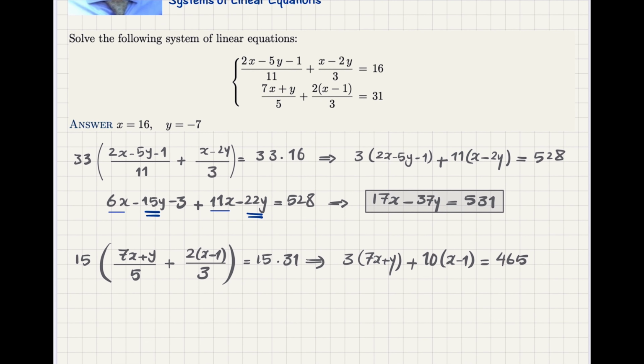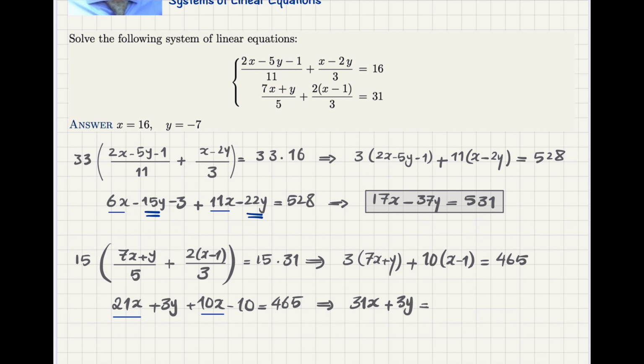And then I will simplify the left hand side, so I multiply, it becomes 21x plus 3y, and then I will have 10x, and then I have minus 10 is equal to 465. So you see here, this term and that term are similar. These are the only similar ones, so it becomes 31x, and then I will have plus 3y, and I move minus 10 to the right, it becomes positive 10, so it becomes 475. So that would be my second equation.